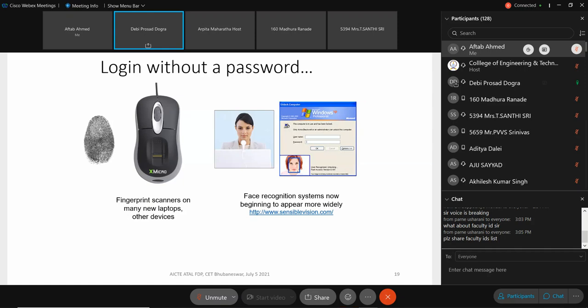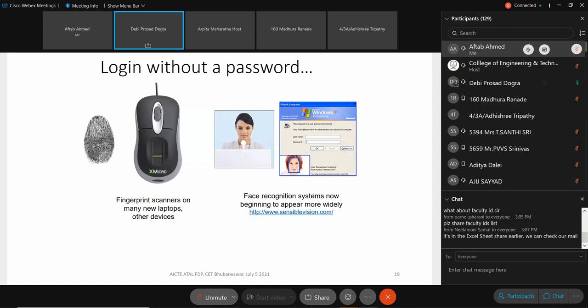For example, to fool the system, if some intruder just grabs my photograph, prints it and keeps it in front of the camera, whether it will recognize or not. That's what we call the intelligent system.